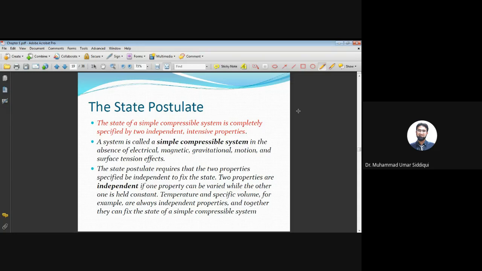So that's the state postulate. Is this true for every system? Yes, this is true for every system.